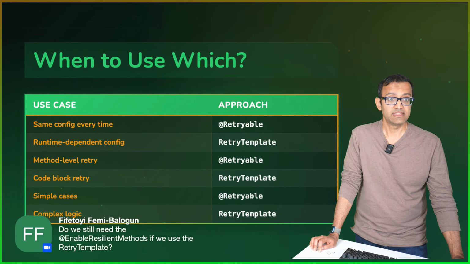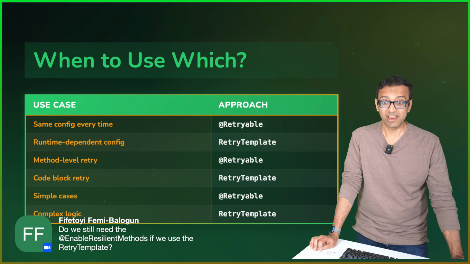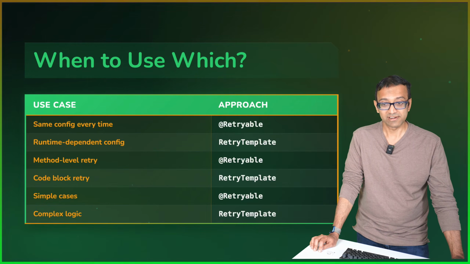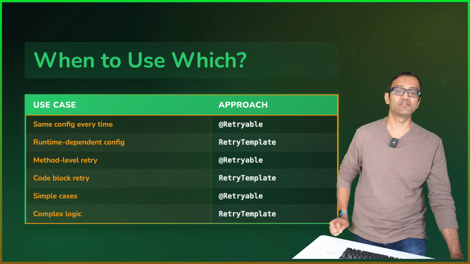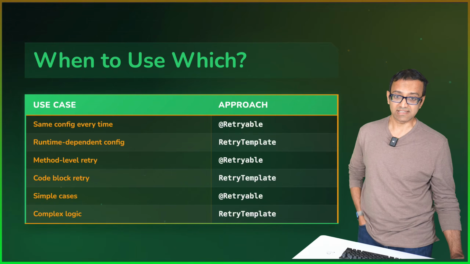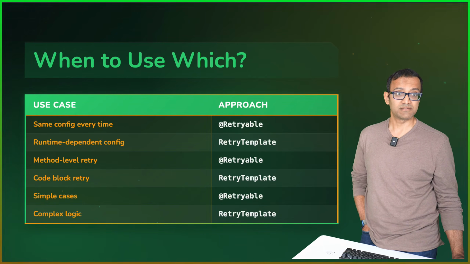Do we still need the enable resilient methods if we use a retry template? No, we don't need it. You can try it out. I think you don't need it, but I haven't tried it. My gut feeling says no, because that's only for enabling the proxies. Retry template has the logic in the class, so it should just work without the enable resilient methods annotation.